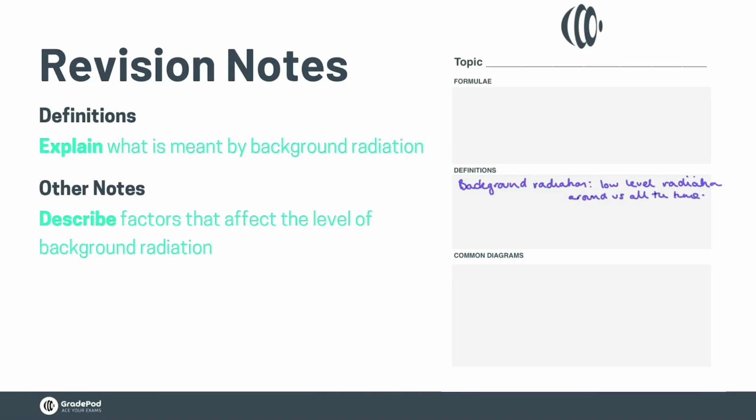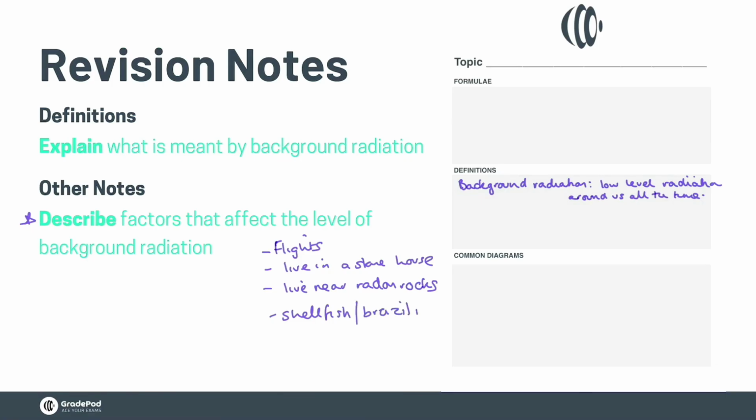And then in the other notes section, can you write down the factors affecting the level of background radiation? The sheet below us will help you with that, but you're really looking to include things like flights, living in a stone house, do you live near radon rocks? Things like that. Things that affect, shellfish. Things that we talked about that affect your level of background radiation. Let's go and pop these things into your other notes.